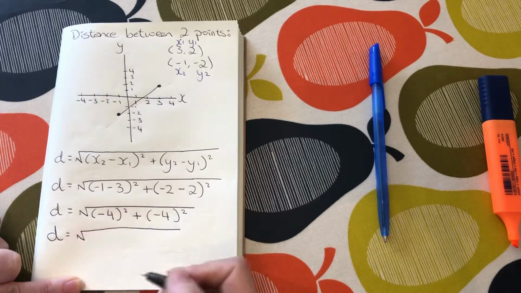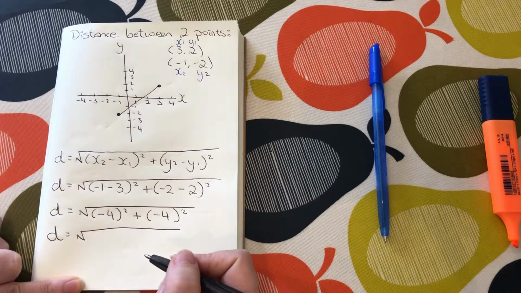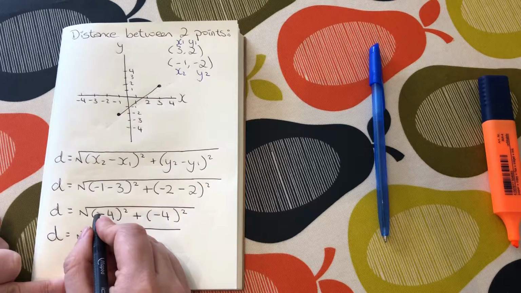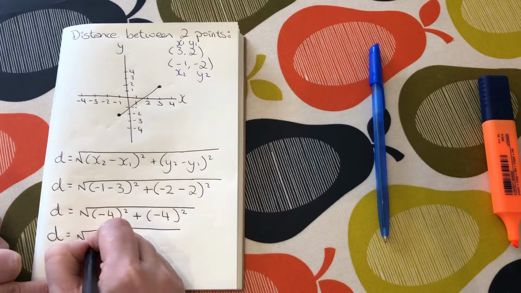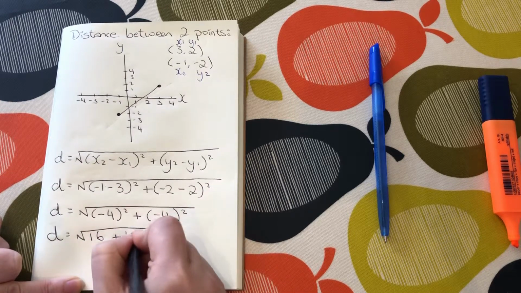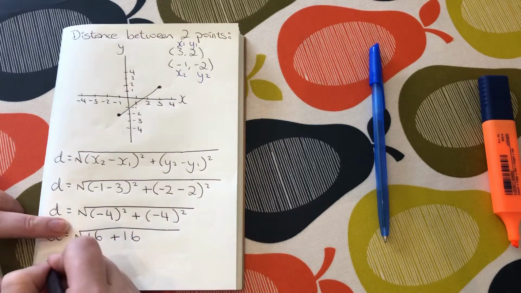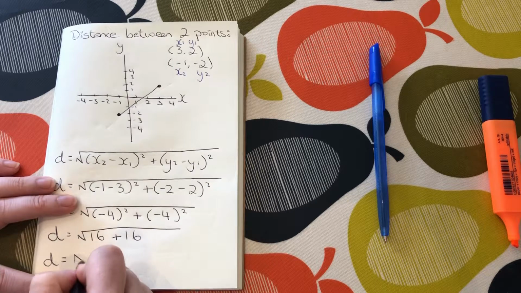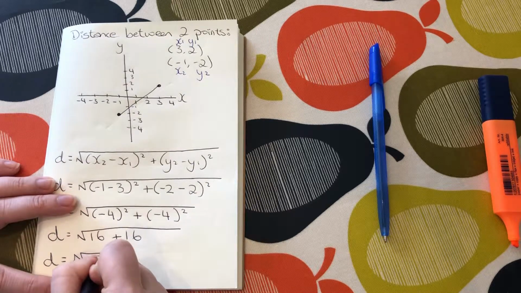So what's -4 squared? So that's 4 multiplied by 4, which is 16, and a minus by a minus will give you a plus. So it's going to be 16 plus, again the same, 16. Now let's do the next bit. Distance equals 16 plus 16 is 32.